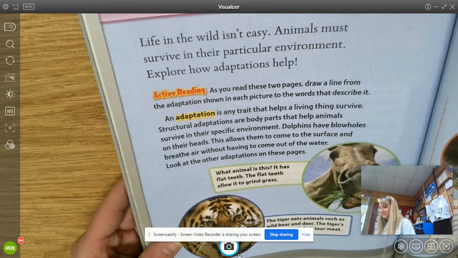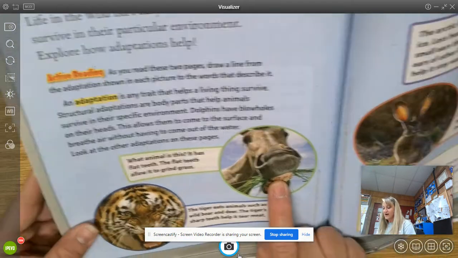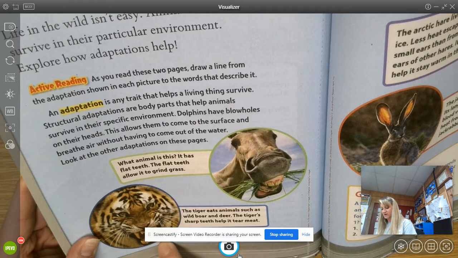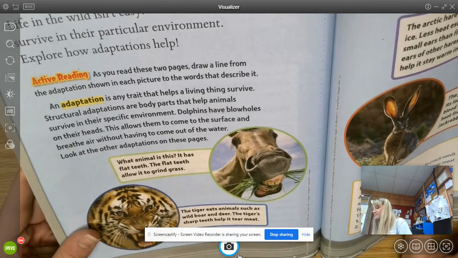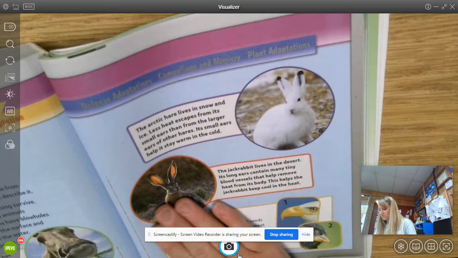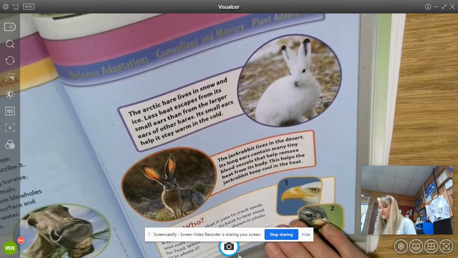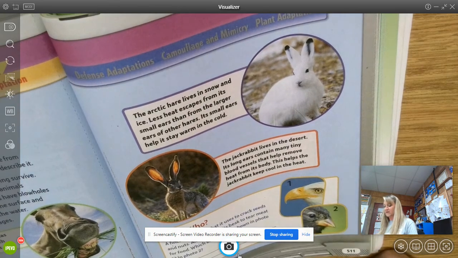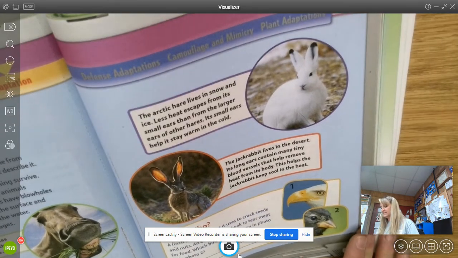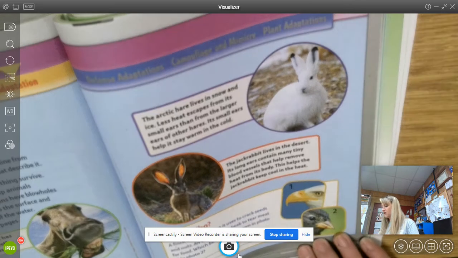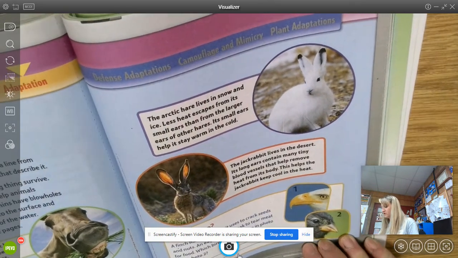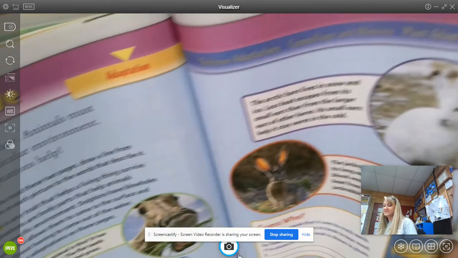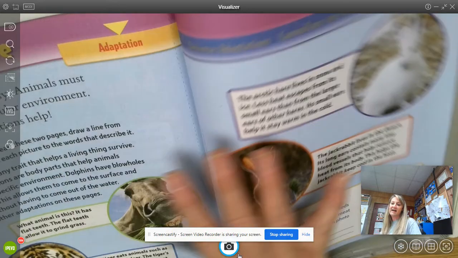Okay? Flat teeth allow it to grind grass. Tigers have sharp teeth to tear apart the animals that they eat easier. Okay, the jackrabbit lives in the deserts. Its long ears contain many blood vessels that help remove heat from its body, and the jackrabbit keeps cool. And with this one, less heat escapes from its small ears than from the larger ears of other rabbits, and its small ears help it stay warm in the cold. So, structures are what the animals have that help it survive.